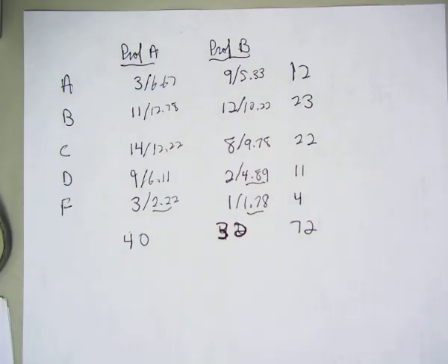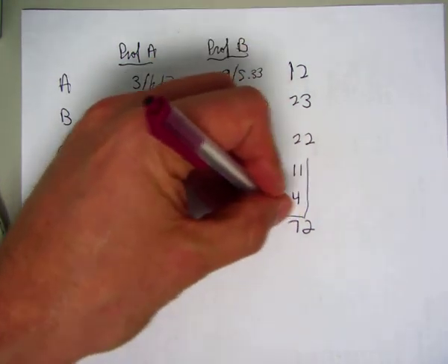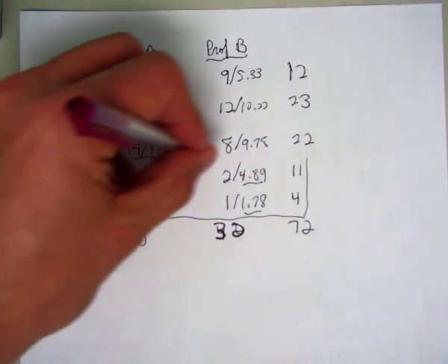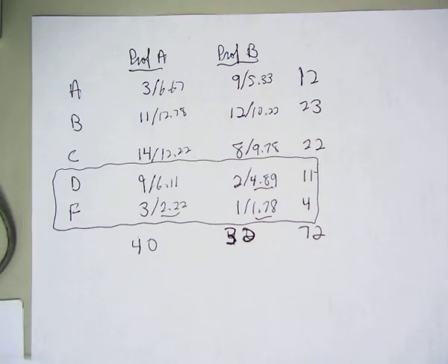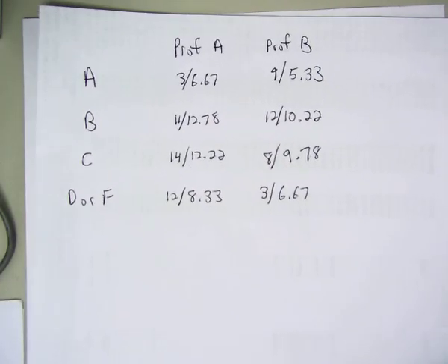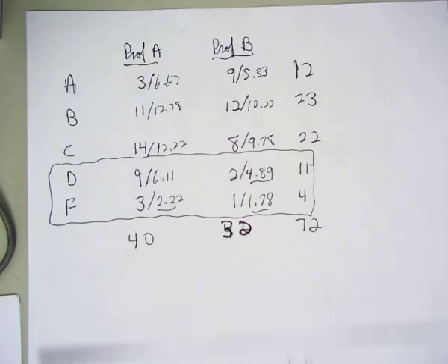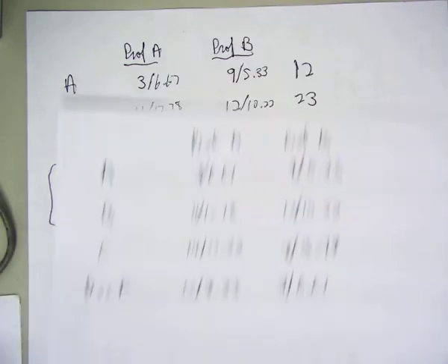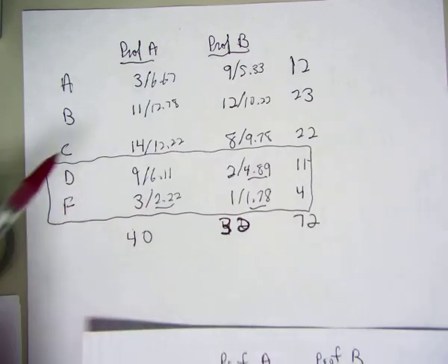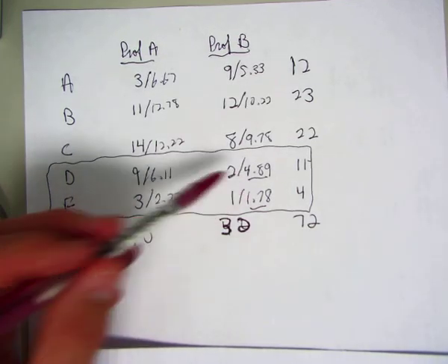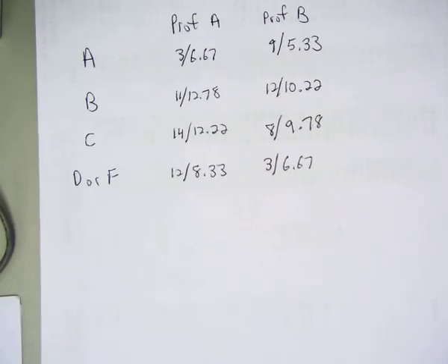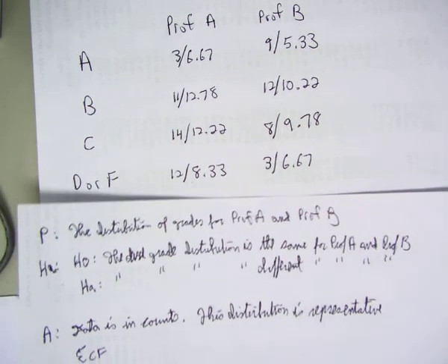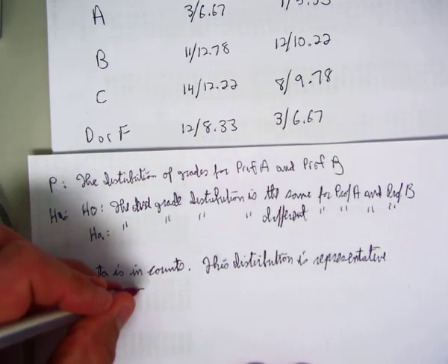So what I'm going to do is combine these two categories. So I'm not going to have A's, B's, C's, D's, F's as separate categories. I'm going to have D's and F's as one category. So all you do is add these expected values, and you would get 8.33 D's or F's, and then if you add these two, you would get 6.67 expected D's or F's for Professor B. So if we do that, we're good to go. Our ECFs are all at least 5.